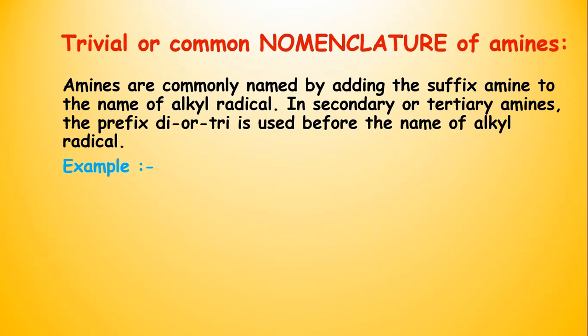Now, the common names in the nomenclature of amines. What are the common names of the amines? As we have discussed in their types, primary, secondary, and tertiary, they are the same. Amines are commonly named by adding the suffix amine to the name of the alkyl radical, like methyl amine, ethyl amine. In secondary and tertiary amines, the prefixes di and tri are used, like dimethylamine, trimethylamine.